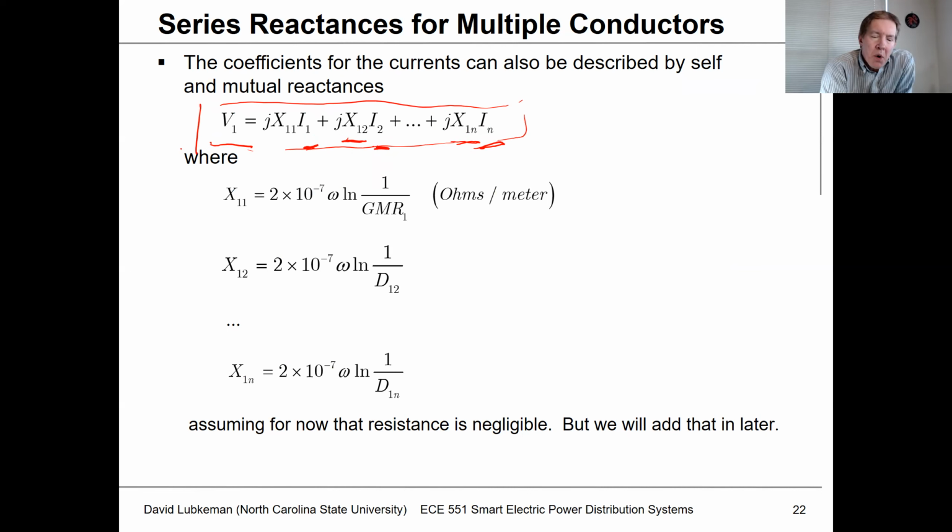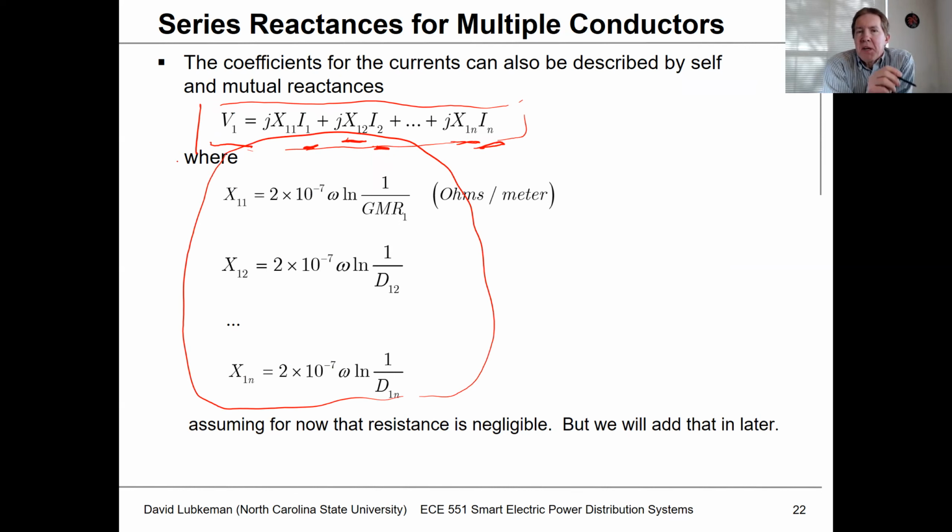And what I'm really after right now is these equations that give me the self-reactances and mutual reactances. It turns out for the self-reactance, this is 2 times 10 to the minus 7 times omega times the natural log of 1 over the GMR for the first conductor. And then these mutual terms are going to be 2 times 10 to the minus 7 times omega times the natural log of 1 over the distance between the conductor pairs. Note I don't have any resistance in here just yet. We're going to add that in later, the wire resistance. We're just focusing on the reactances for now.